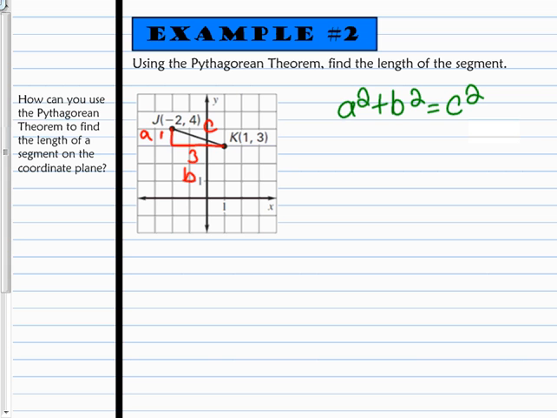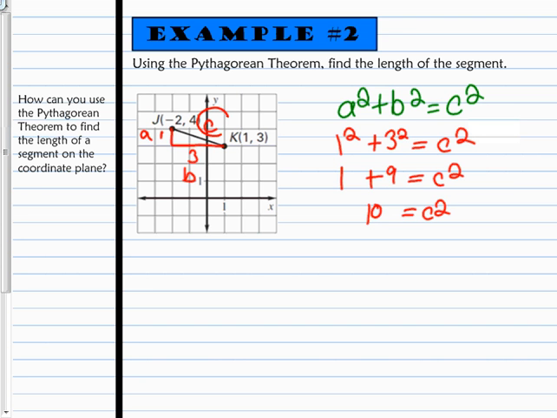So A squared is 1 squared, B squared is 3 squared, equals C squared. 1 squared is 1 plus 3 squared is 9 equals C squared. What's 1 plus 9? 10 equals C squared. Now some of you may think, okay, I'm done. The length of the missing segment is 10, but that is not the case. Think about why that is not the case.